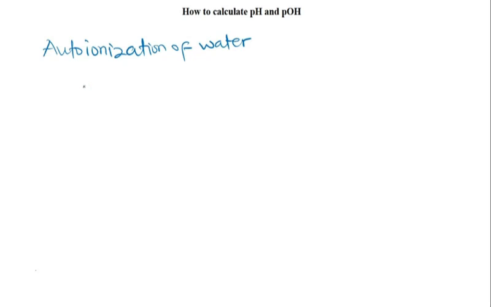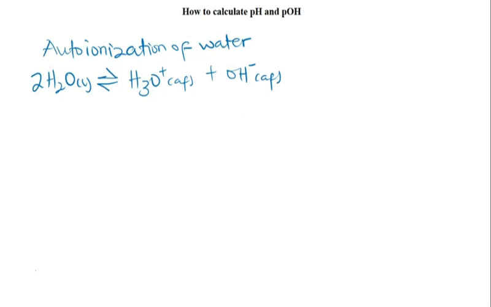So water, upon dissociation on its own, we have 2 moles of water, which is liquid, dissociating. Then upon dissociation, it will give us what? Hydronium ion in solution, and hydroxide ion in solution. Now from this we can get what we call the ion product constant, Kw, which is equal to what? The product of the concentrations of the hydronium ion in solution and the hydroxide ion in solution.